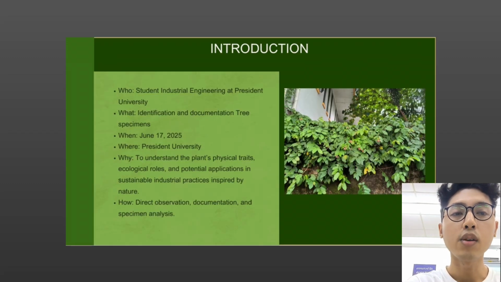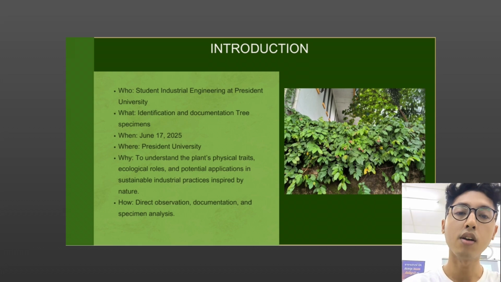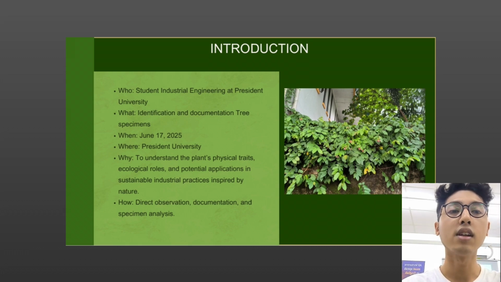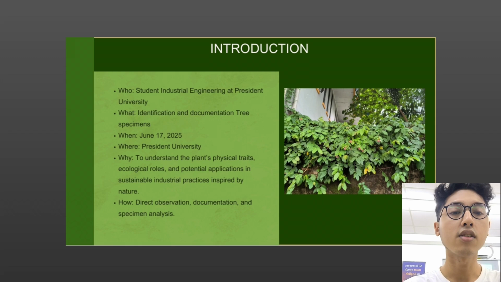Okay, next, for the introduction we use 5 W's and 1 H. For the who: students of industrial engineering at President University, doing identification and documentation of a tree specimen. For the when: June 17, 2025. For the where: President University. Why: to understand the plant's physical traits, ecological roles, and potential application in sustainable industrial practice inspired by nature. For the how: direct observation, documentation, and specimen analysis.